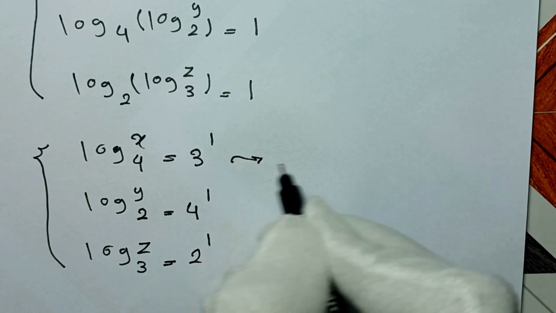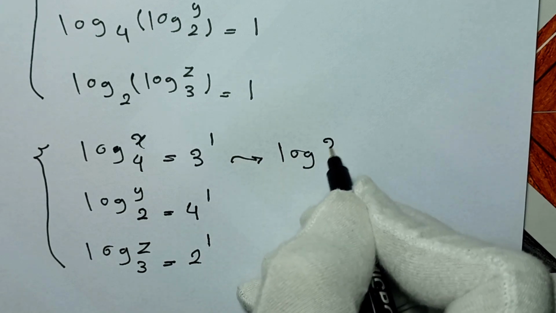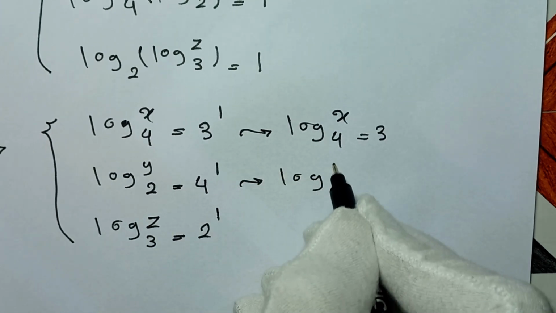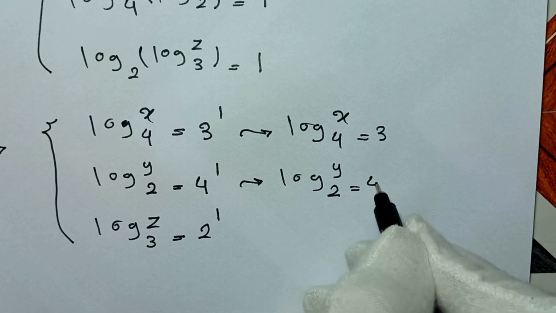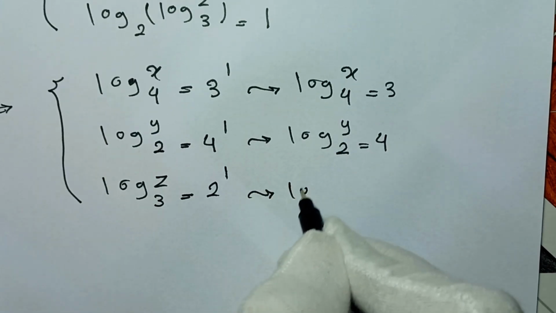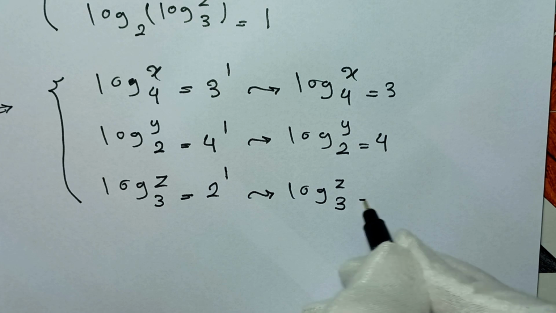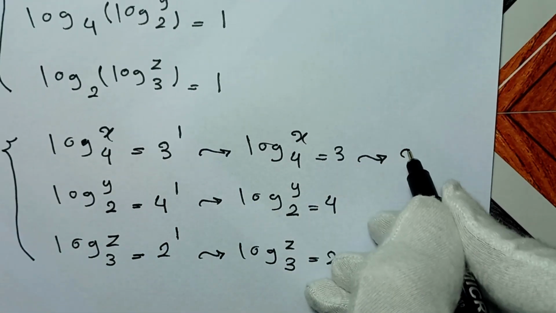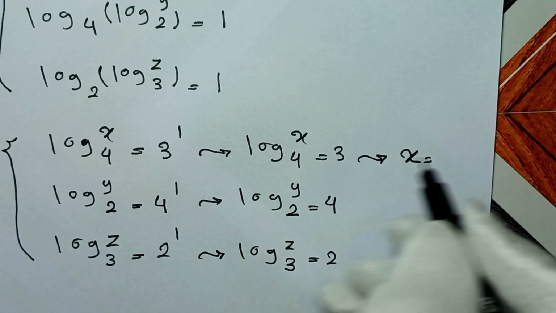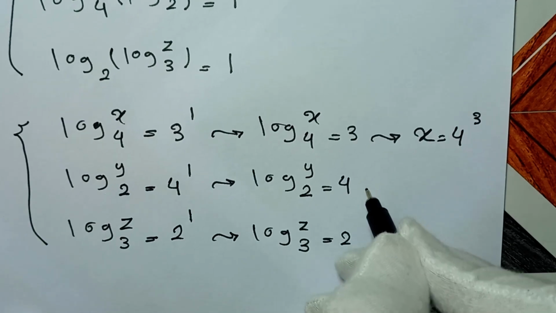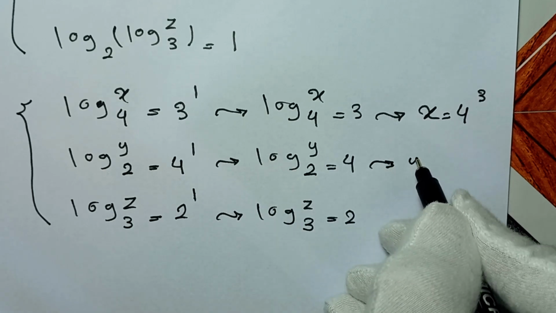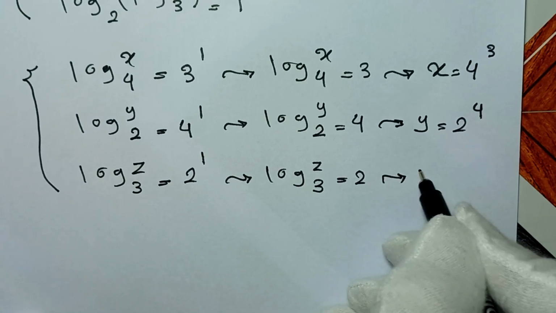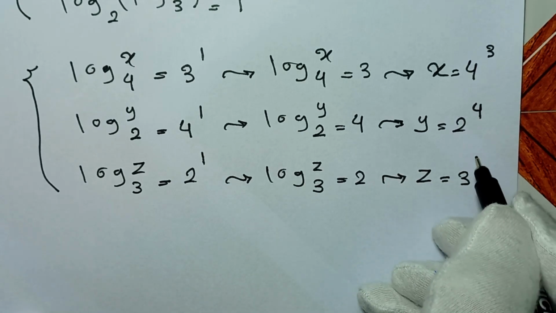So log x to base 4 is equal to 3, log y to base 2 is equal to 4, and log z to base 3 is equal to 2. Again, from here, x is equal to 4 to the power of 3, y is equal to 2 to the power of 4, and z is equal to 3 to the power of 2.